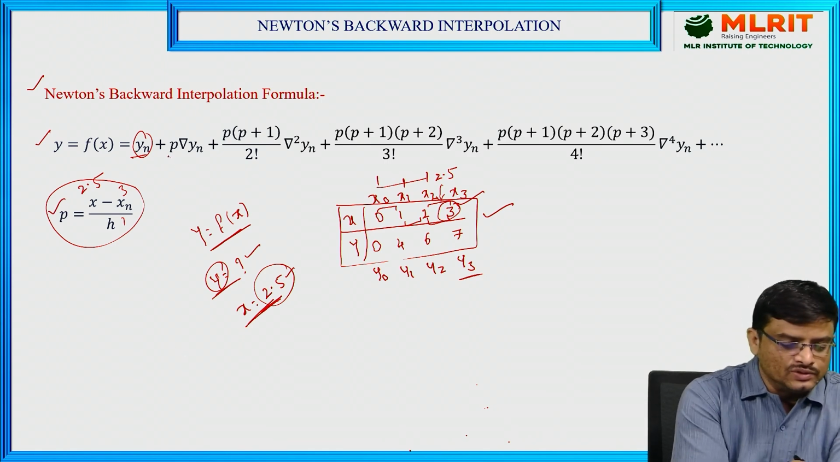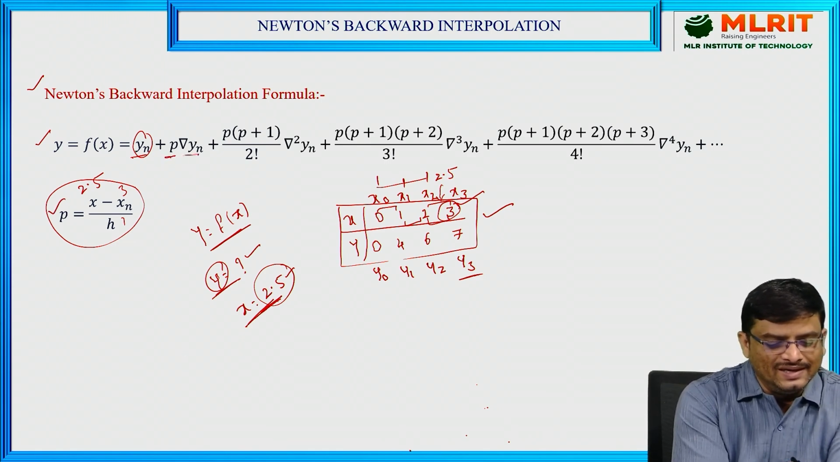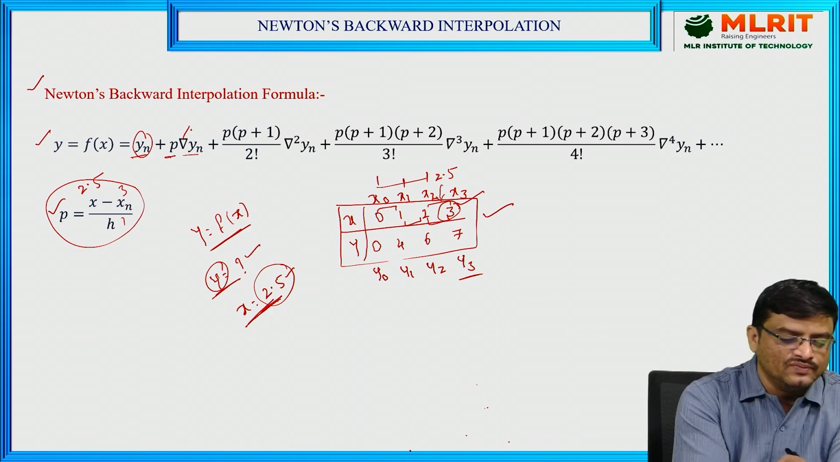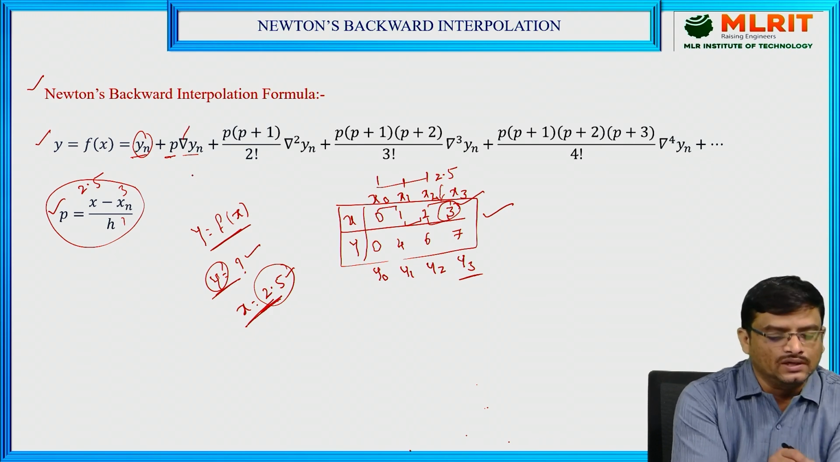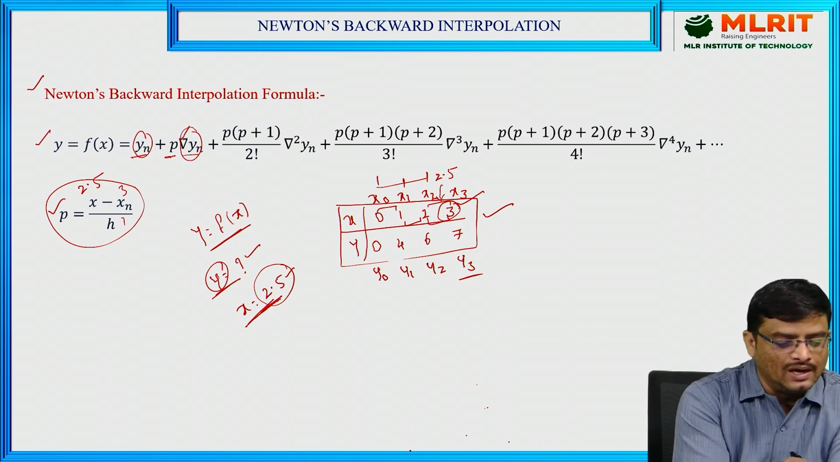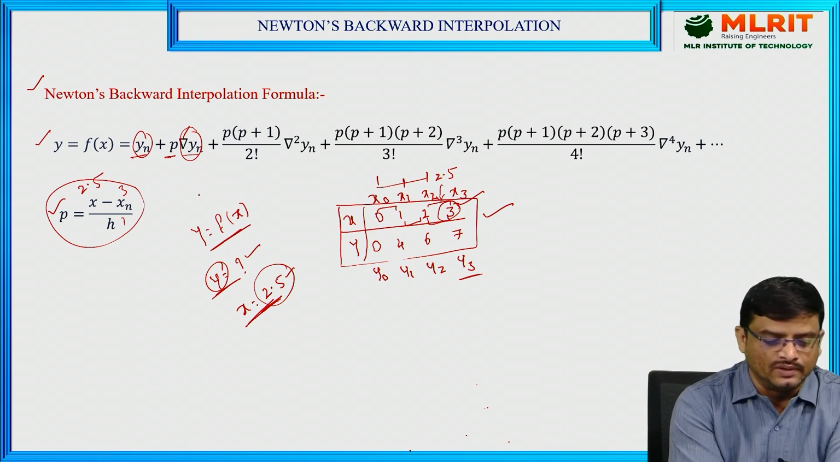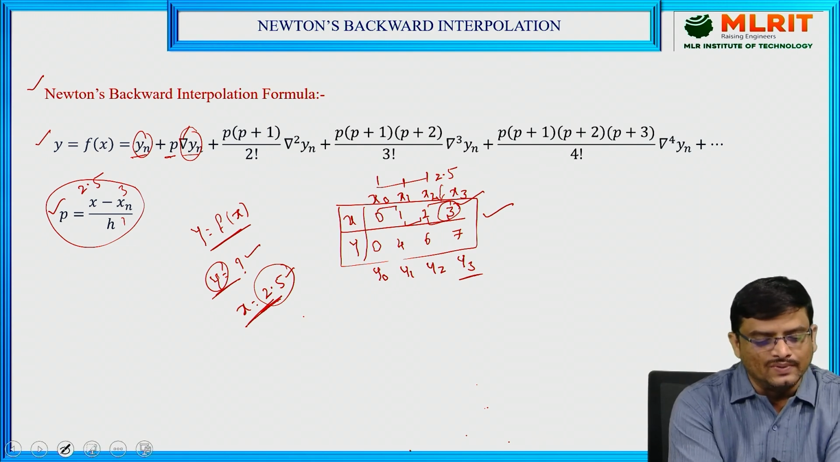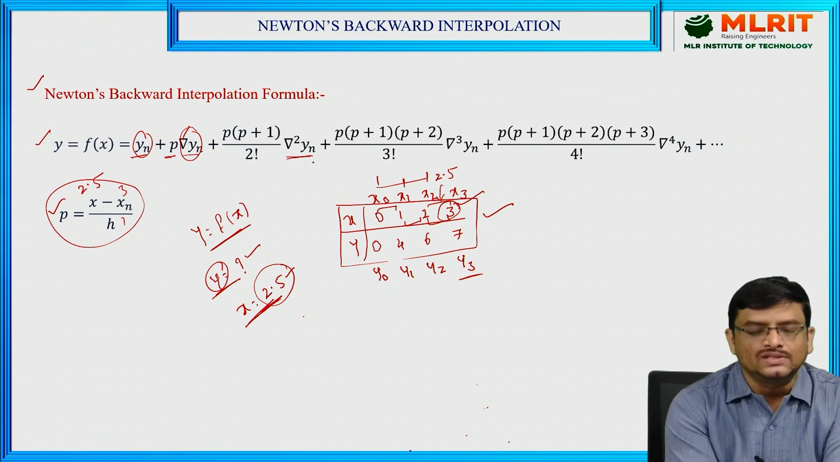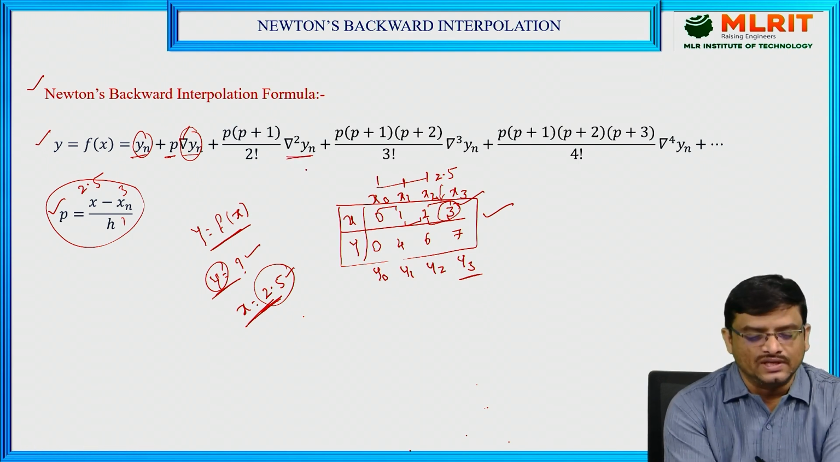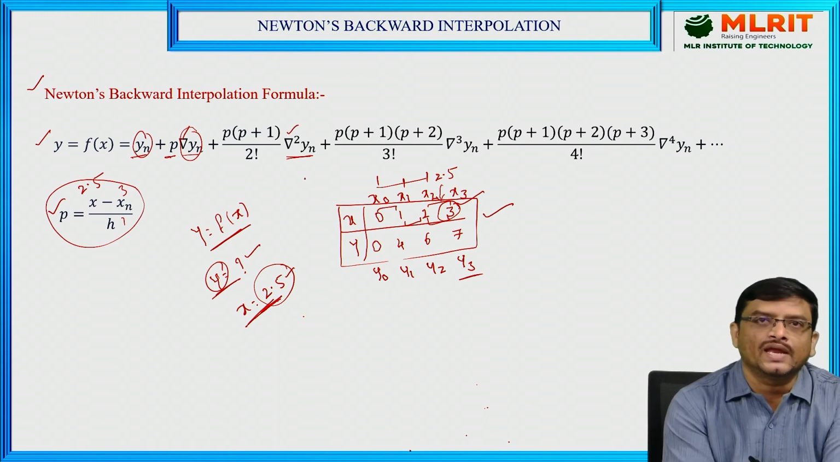Okay, we have to substitute that p value. And del yn, del represents the first backward difference. In that column, we have to consider the last value in that particular column. The next term is p into p plus 1. Substitute the values of p here. Then you take del square y suffix n. That is, del square represents the second backward differences of y. Go to the column and consider the last value in that particular column.